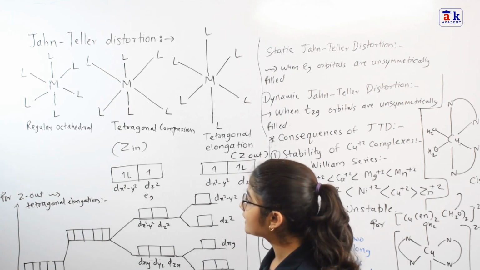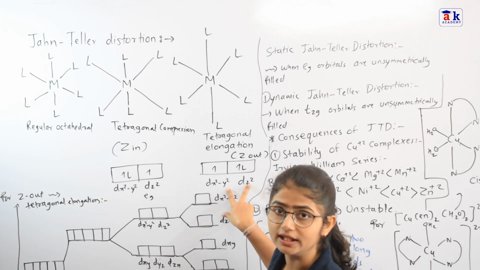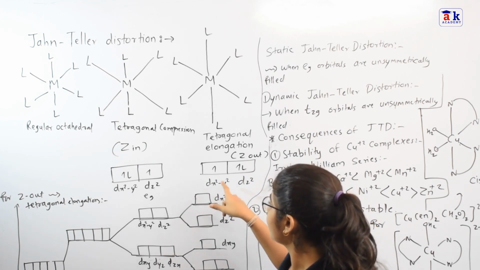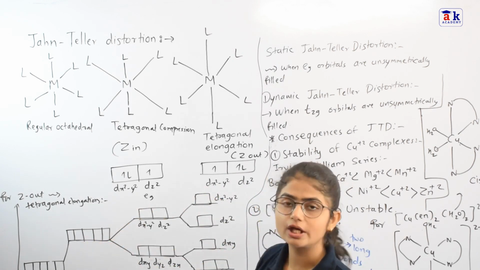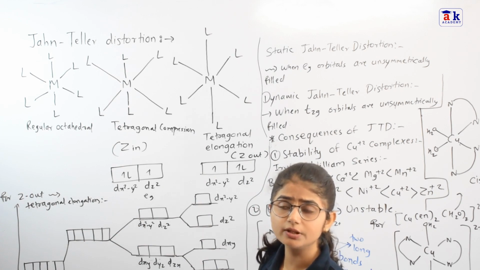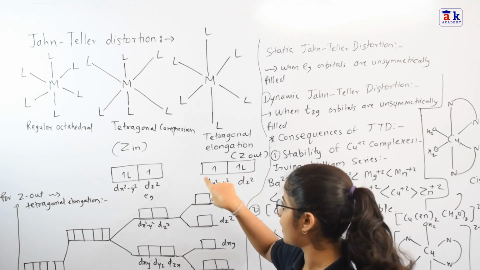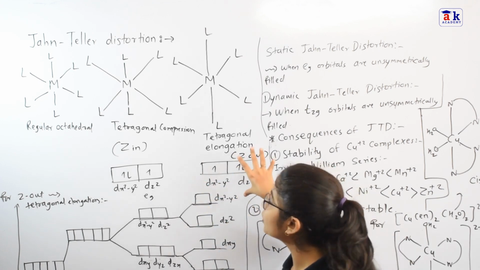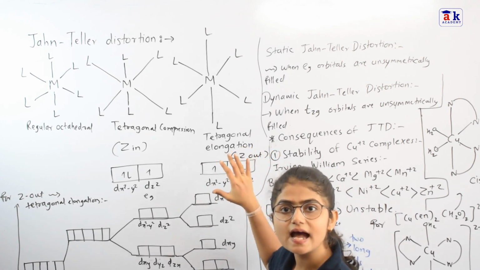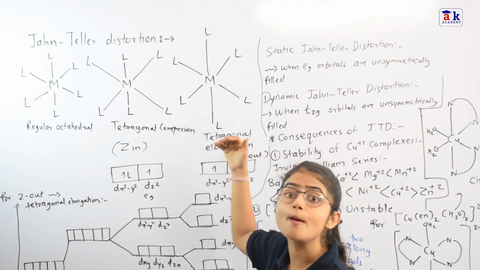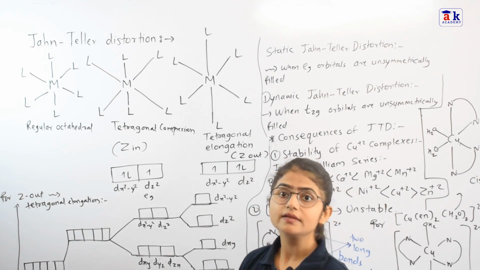What exactly happens is that if one of the d orbitals, either dx square minus y square or dz square, has got an extra electron, then such distortion is possible. If the dz square orbital has one electron more than the dx square minus y square orbital, the electron density will be high along the z-axis. The ligands approaching along the z-axis will experience more repulsion, and that's why they will move away.